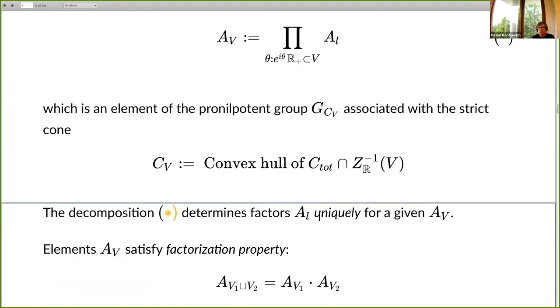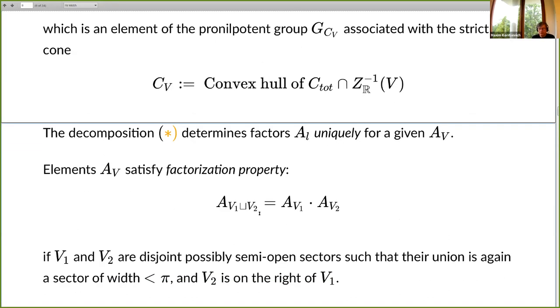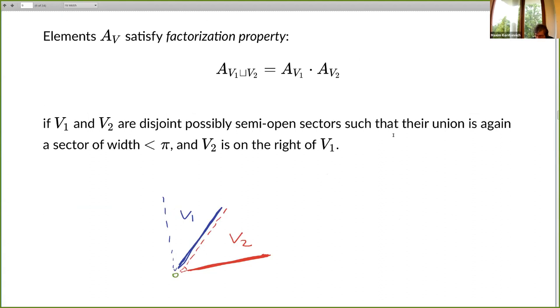So instead of speaking about infinitely many elements A_l for all possible Stokes rays in the sector, I can just speak about one element A_V, which still sits in some group associated with some cone. And this element obviously satisfies the factorization property. If I have sectors which are disjoint, and the union is again a sector of width less than pi, and V1 is on the left of V2, then one can make this decomposition, because you take one product of rays in V1, another product of rays in V2, and put it together to get the total product.